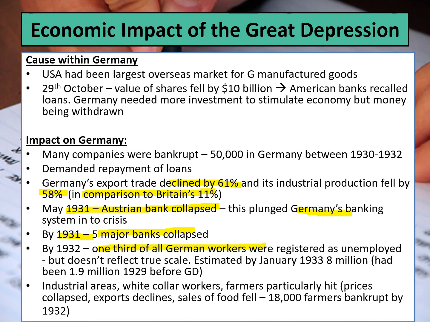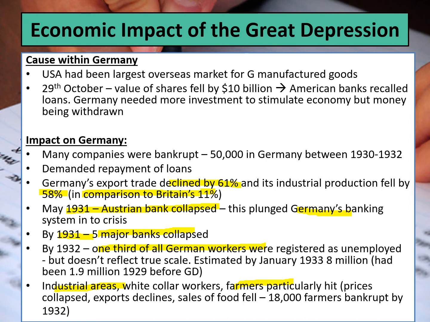So most German people were very negatively affected by the Great Depression. There are some groups that were hit worse than others. For instance, people in industrial areas were particularly badly hit, and also farmers. Remember that farmers hadn't even benefited from the improved conditions during the so-called golden years of 1924 to 1929.